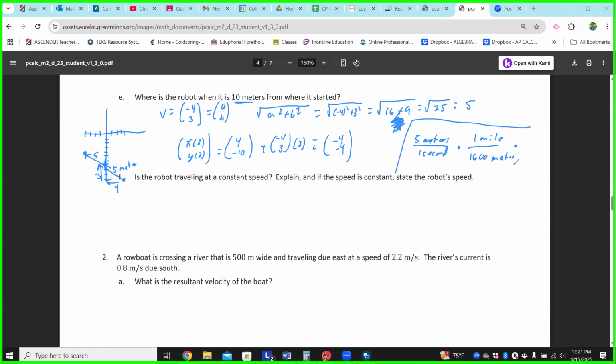Seconds, and we need to do this in miles per hour. So that would be 60 seconds in a minute, 60 minutes an hour, so 3,600 seconds in an hour. So the meters would cancel with meters, seconds would cancel with seconds, and I'd be left with miles per hour. I'm not doing this math, but you can do 5 times 3,600, divided by 1,600.